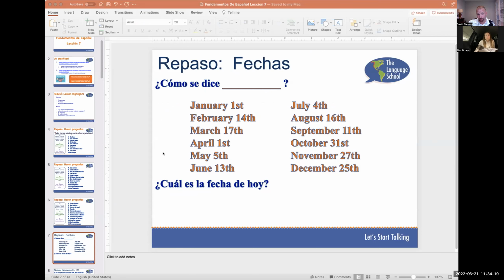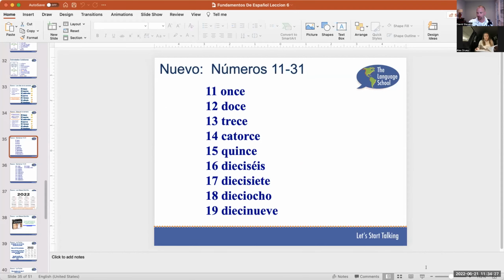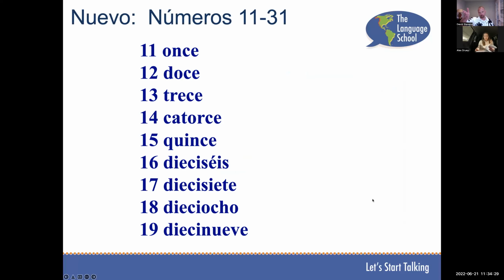And this is actually super important for you because working with numbers, you need to have your numbers down. And the date, of course, includes numbers, right? So, can you count to 10 for me? 1, 2, 3, 4, 5, 6, 7, 8, 9, 10. Perfecto. Now go up to 19.